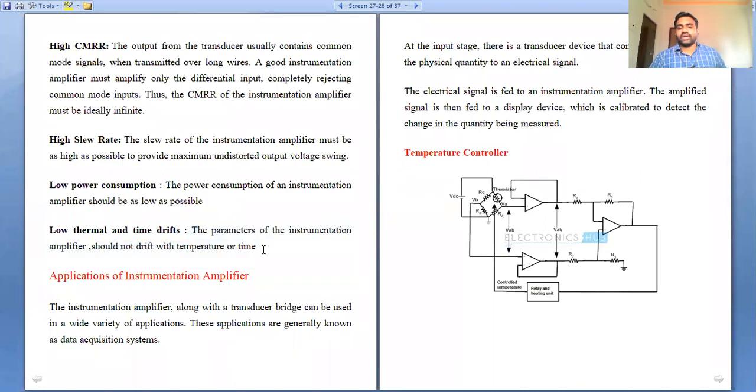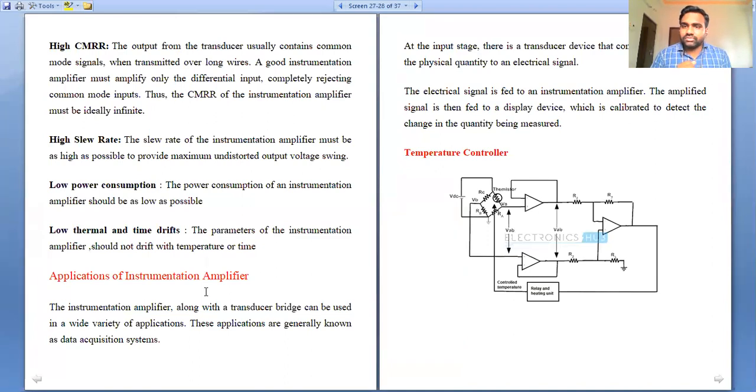Okay, in a short span of time. Next point is about applications of instrumentation amplifier. We discussed what is meant by instrumentation amplifier, where we will use the instrumentation amplifier. We discussed the construction, the advantages, and the ideal conditions of instrumentation amplifier.